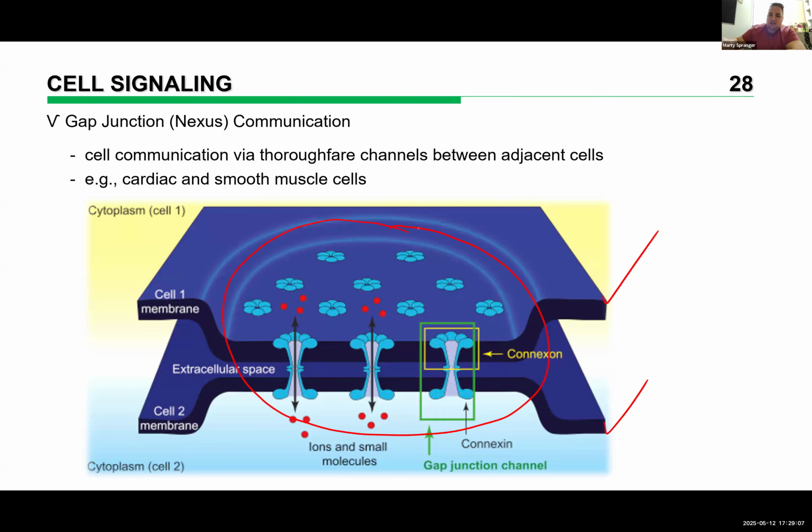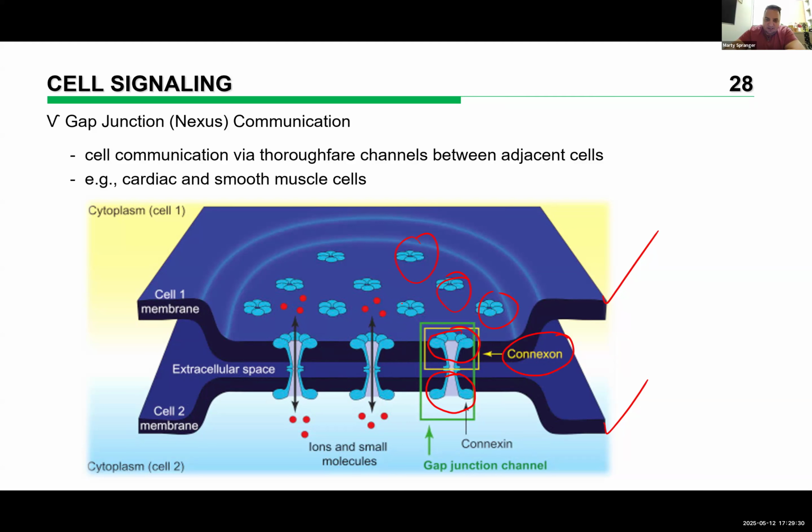So a gap junction is made up of thousands and thousands of gap junction channels. This is a gap junction channel, another one. And there's two hemichannels that make up the channel. Here's one hemichannel in one membrane. Here's another hemichannel in the other. The hemichannel is called a connexon.